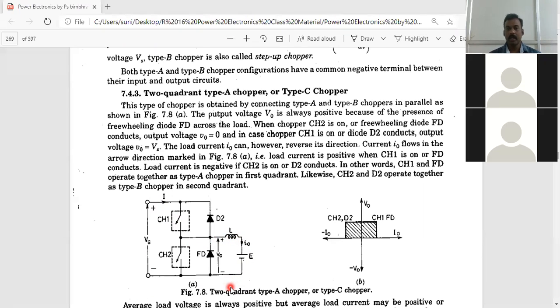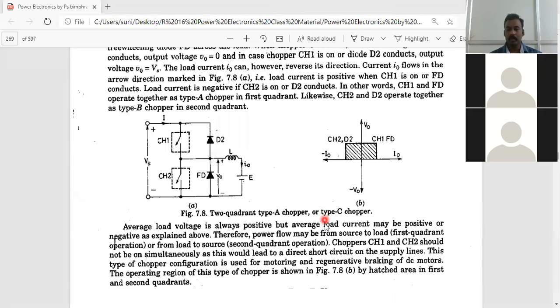In the case of second quadrant operation, chopper 2 is going to be in the on state. Earlier the current direction was as shown, but when chopper 2 is in the on state, the current conduction is simply as shown now. So the current reverses while the voltage remains positive, making the operation in the second quadrant.